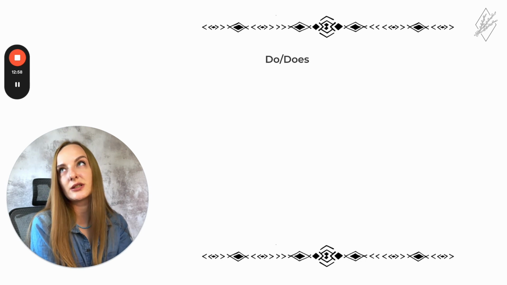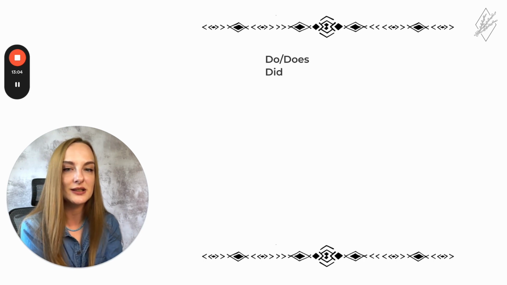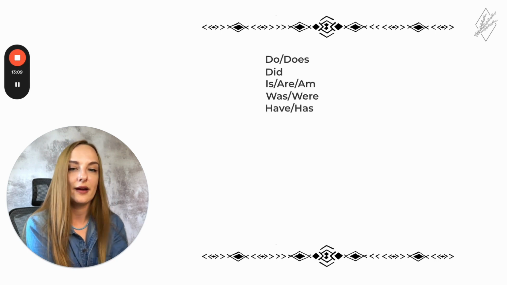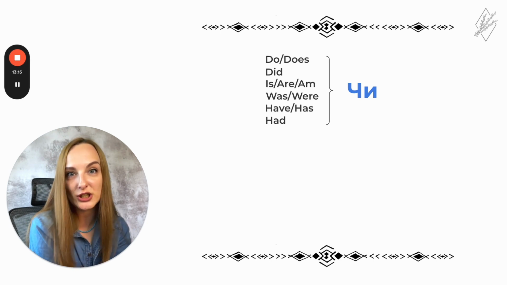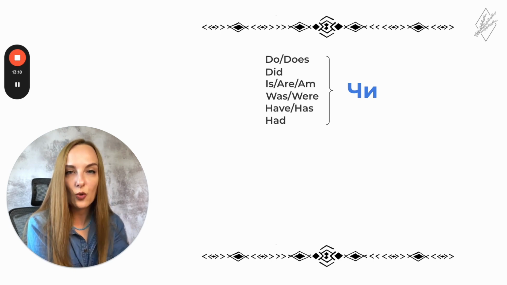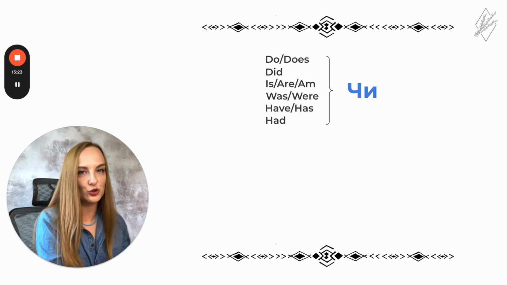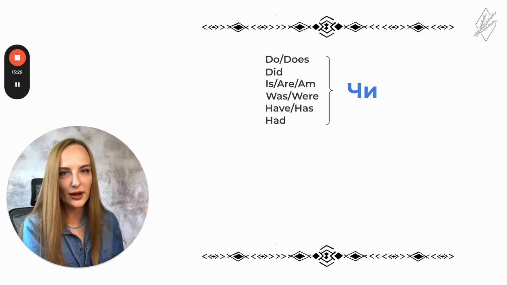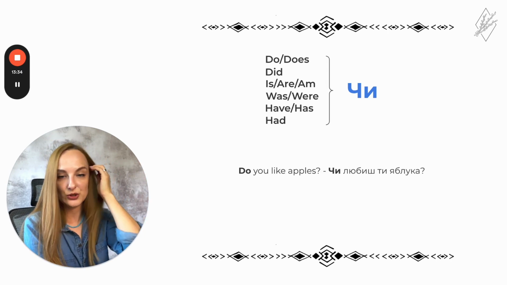And if to analyze it a little bit, we will come up with this conclusion that English question words like do, does, did, is, are, am, was, were, have, has, and had will be equal to the Ukrainian question particle чи. So basically we use it only when we have a question sentence without a question word. In English you would say without a question word with w, like where, why, who, what, etc. So this is how we do it.